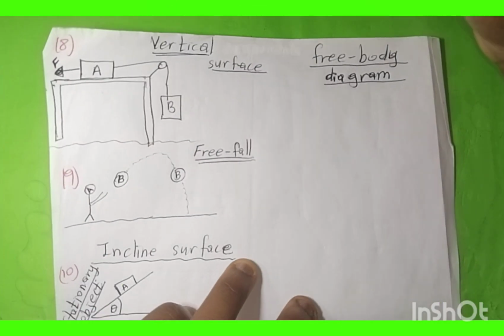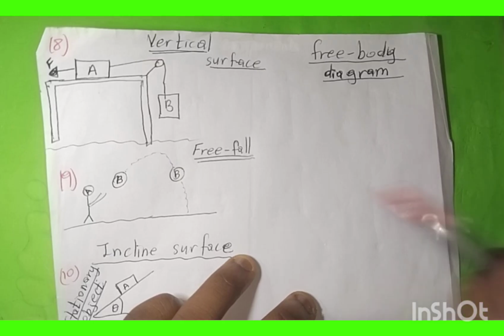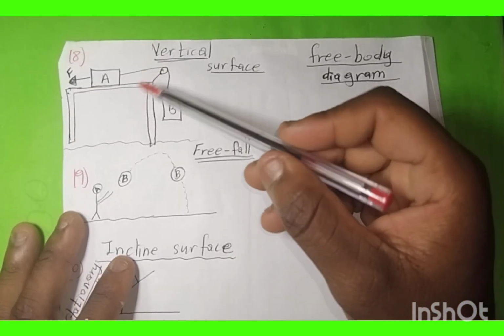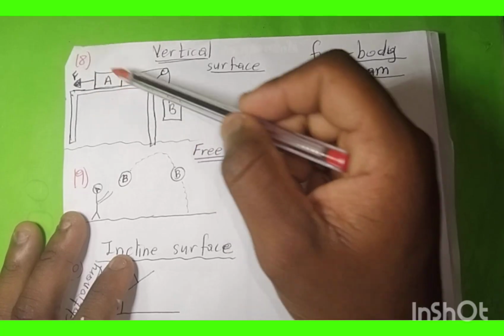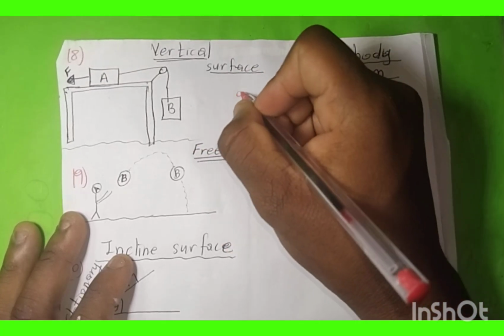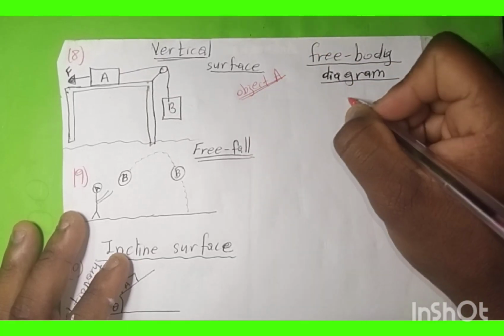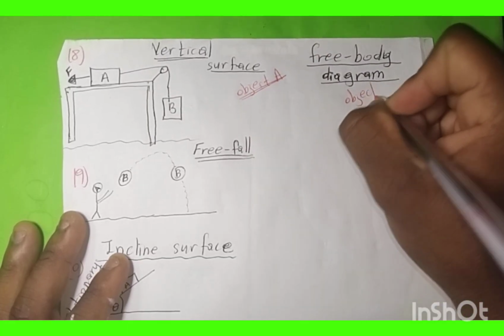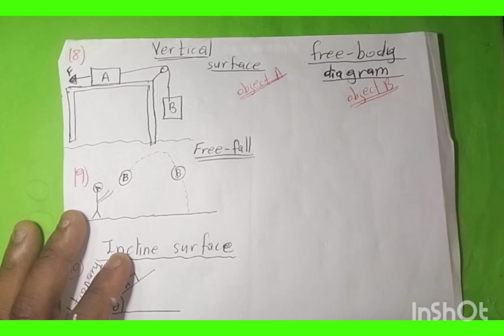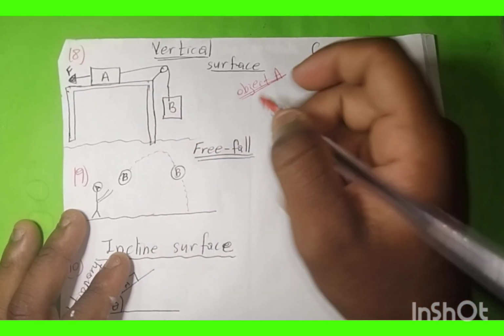Question yourself, guys. If you come across a question like this one in a test, you have to draw a free body diagram. The most important part there, for you to draw a free body diagram, is that you only consider one object at a time. Something like this: here I can say object A, and here I can say object B.